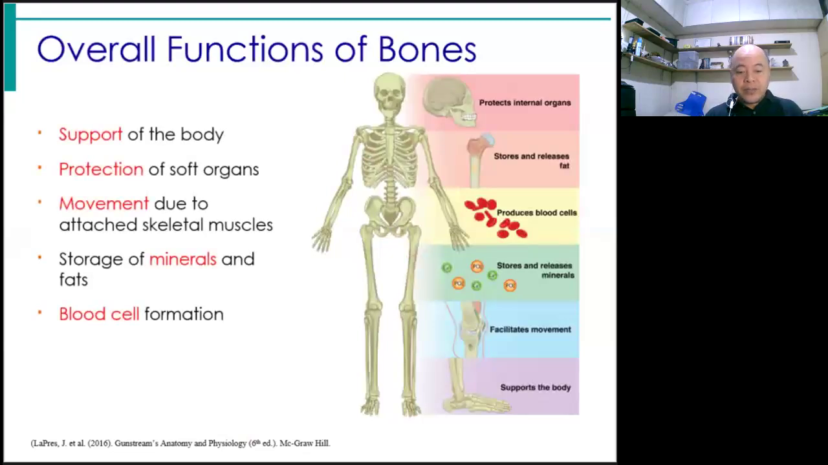The overall functions of the bones are basically, one, to support the body. It gives you the form and holds you upright. Okay? Protection of organs, the movement because of the contraction of the skeletal muscles, and we have also storage of minerals and fats, as well as blood cell formation. So the bones give you shape, gives you movement, makes blood cells, and provides protection for your organs. It also stores minerals.